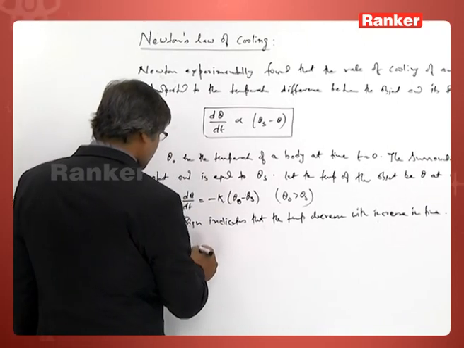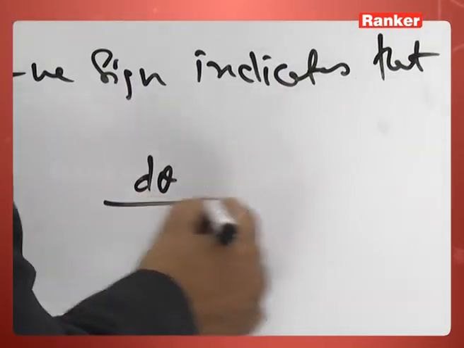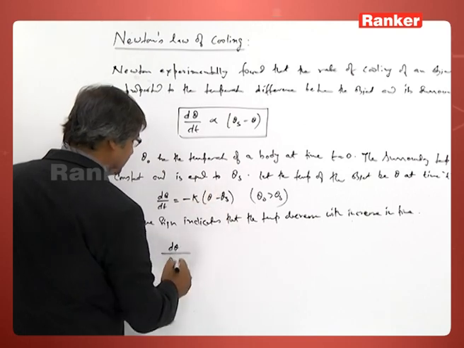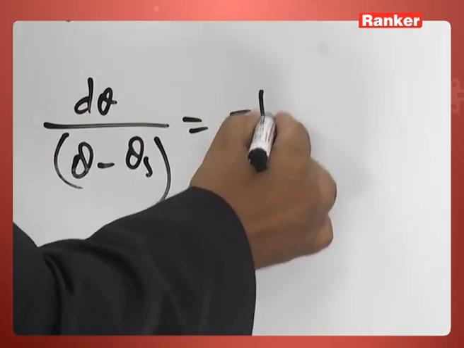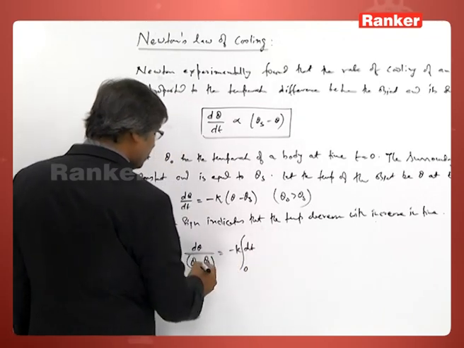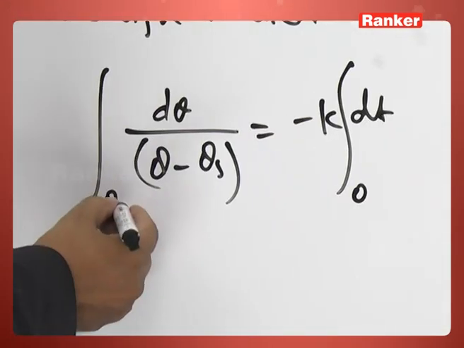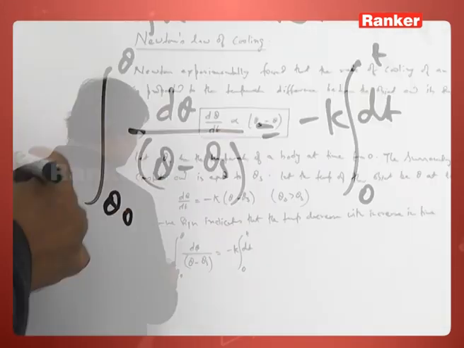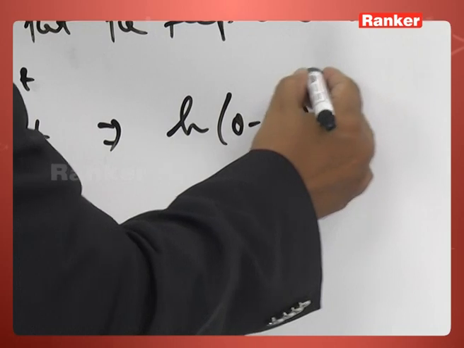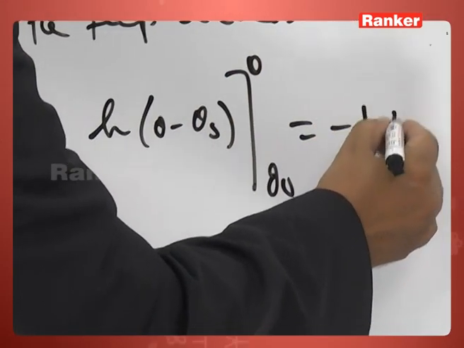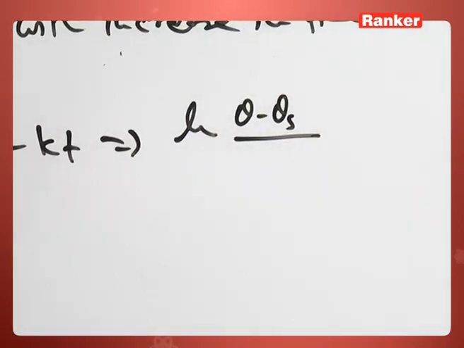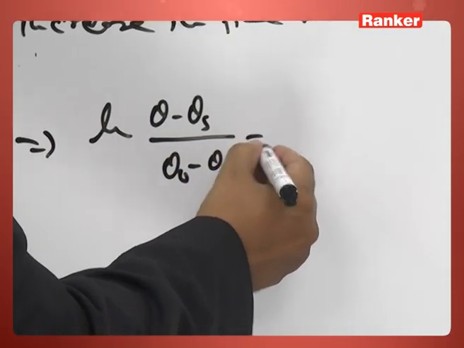Now you see here I have d theta by theta minus theta s, where instantaneous theta is only theta, equal to minus k dt. Suppose if time is 0, theta is theta naught, and if time is t, theta is theta. If I integrate it, I will get ln of theta minus theta s from theta naught to theta is equal to minus kt. This further gives ln of theta minus theta s by theta naught minus theta s is equal to minus kt.